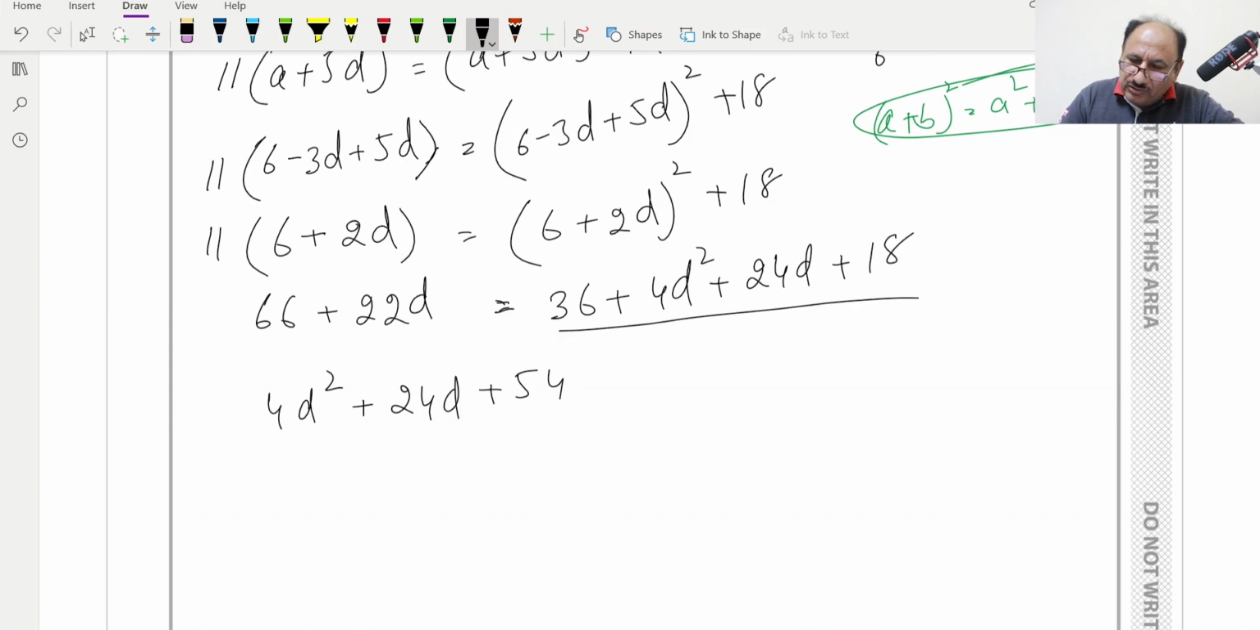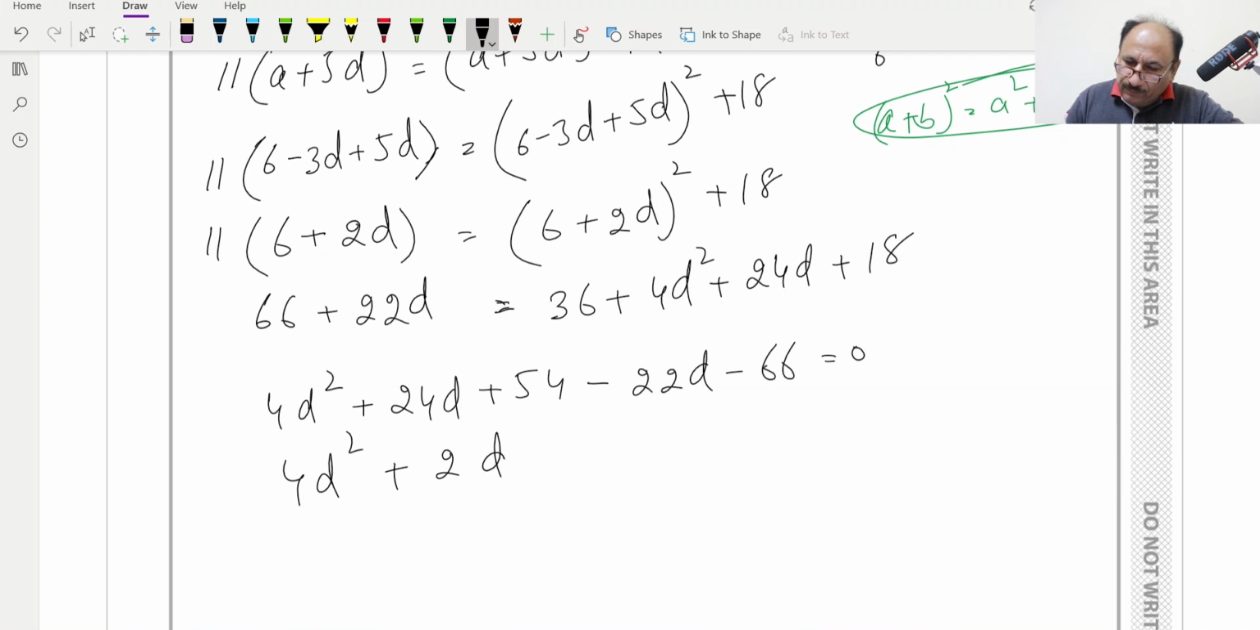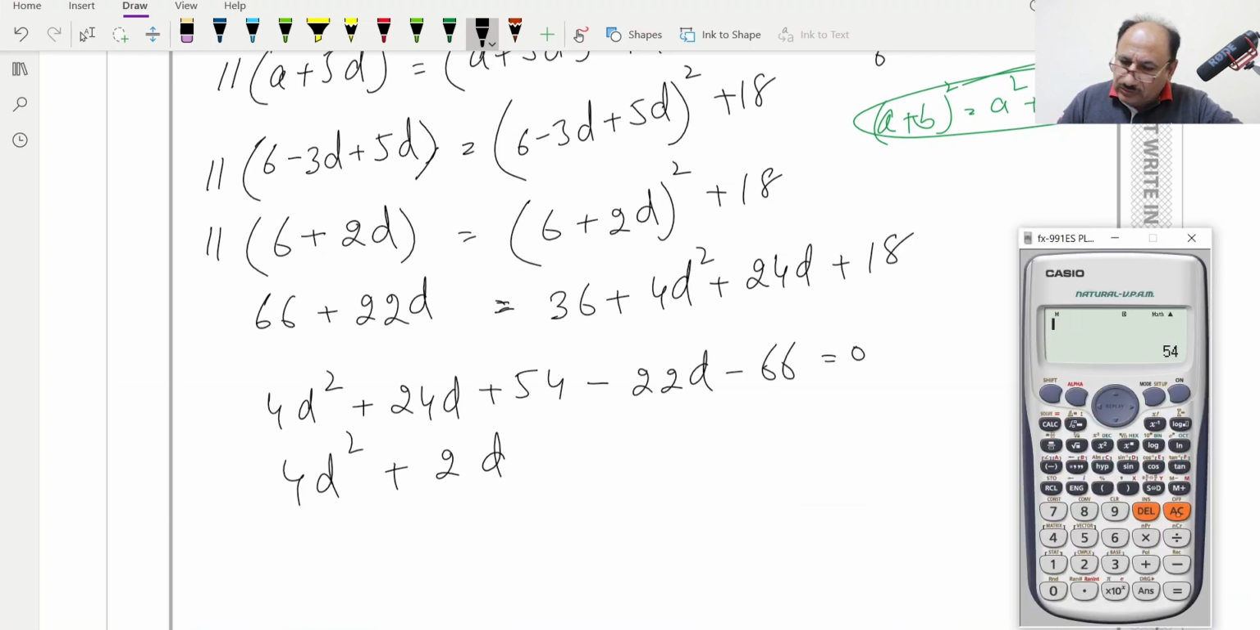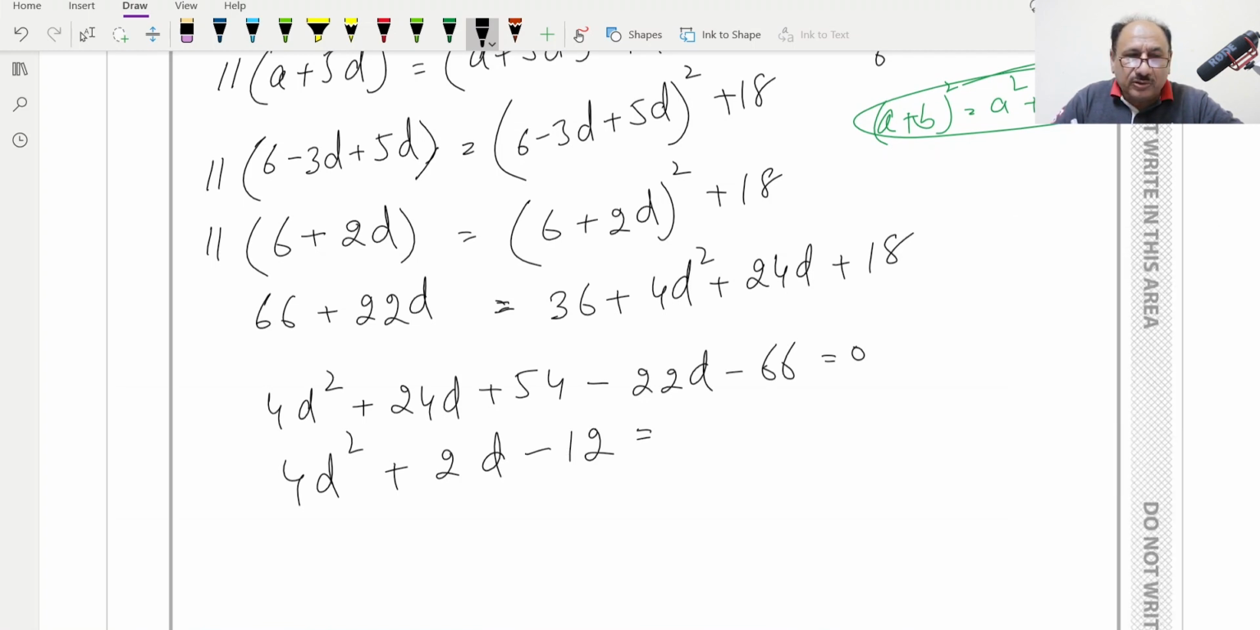This is what we have simplified on this side, and the other terms we can write on the other side. So minus 22d minus 66 is equal to 0. With 4d squared, now d we can simplify, so plus 2d, and 54 minus 66 is equal to minus 12, so this will be minus 12 is equal to 0. We can divide by 2, so 2d squared plus d minus 6 is equal to 0.